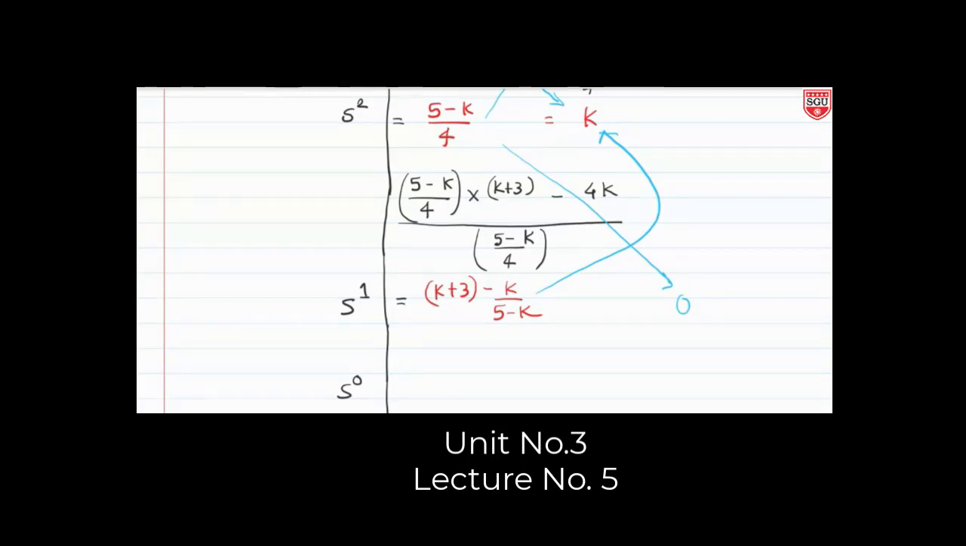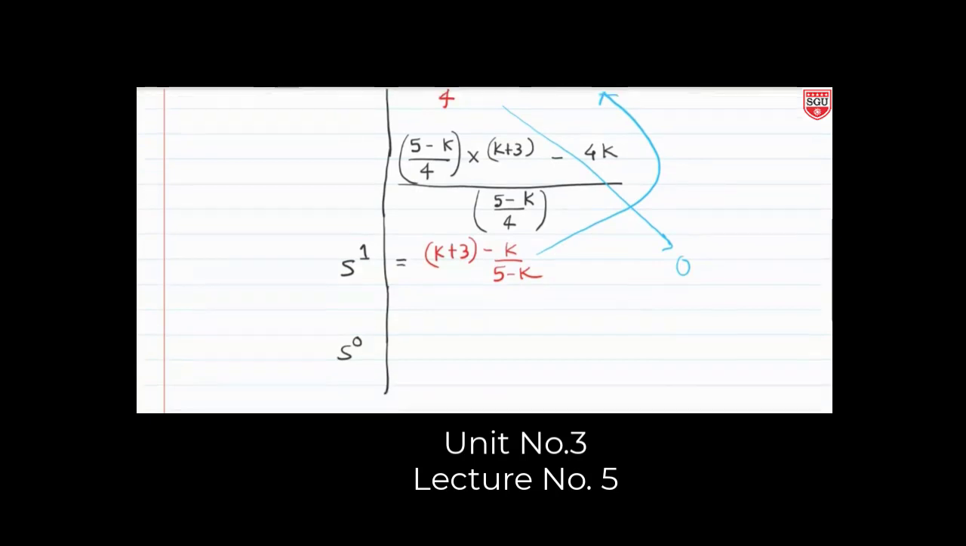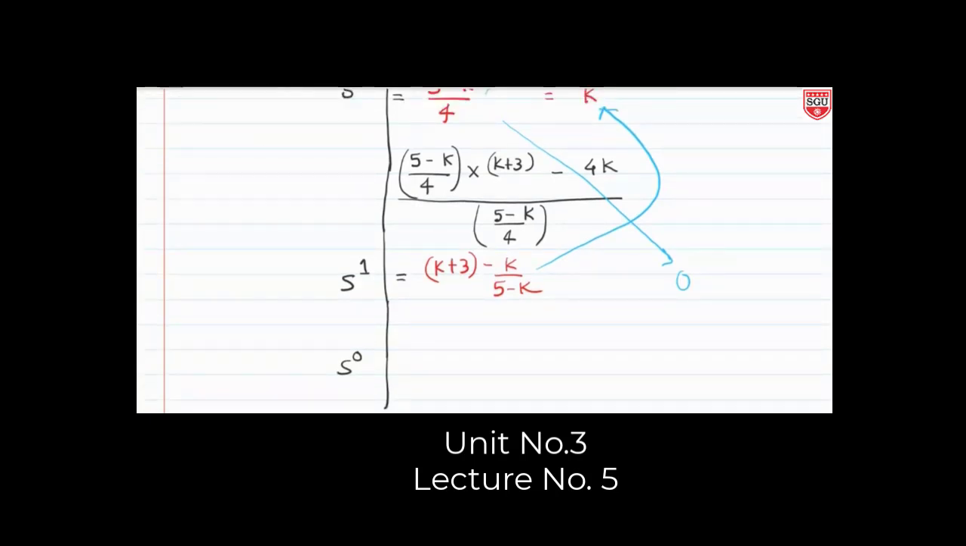Divided by that, all the terms, that is k plus 3 minus k upon 5 minus k, like that. It is 16k minus 16k. So here, k plus 3 minus 16k upon 5 minus k. Okay, whatever. Tell me the answer for s raised to 0.